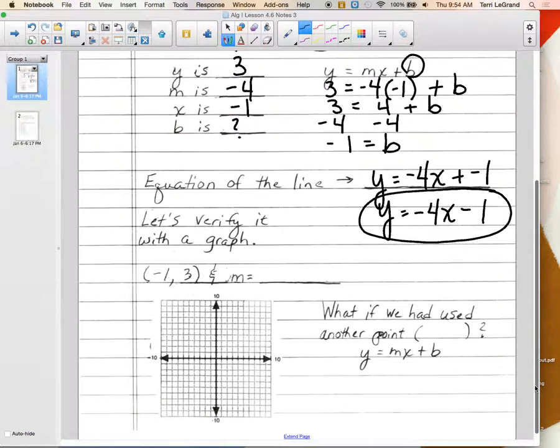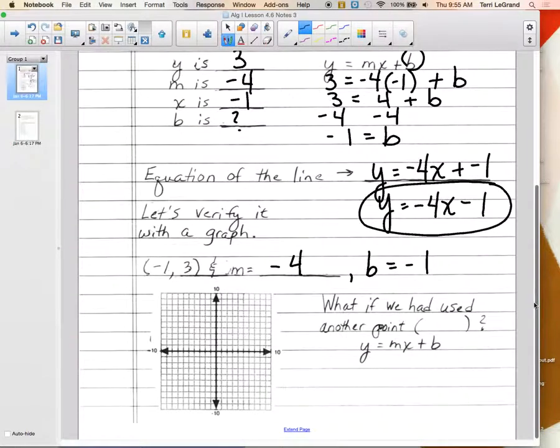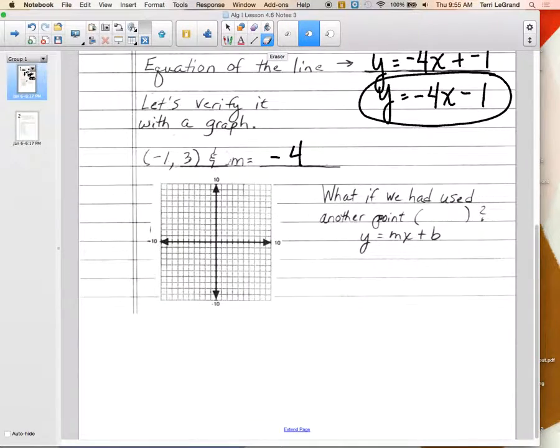So let's verify it with a graph. Actually, we're going to verify that we have the right y-intercept, so we're going to pretend we really don't know the b value yet. What if I graphed it and found the y-intercept that way? So we'll graph our ordered pair that they gave us, (-1, 3). Put a point at (-1, 3).